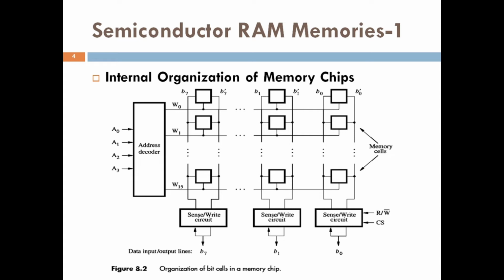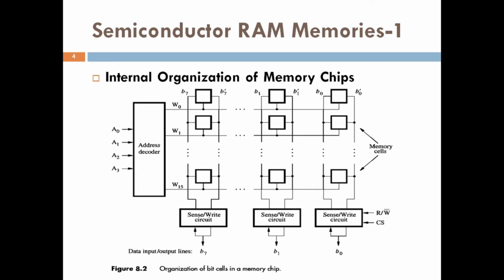Here the memory cells are usually organized in the form of an array. As you can see, the memory cells are arranged in an array here. So these are all the memory cells. These memory cells are usually organized in the form of an array in which each cell is capable of storing one bit of information. If you take this memory cell, it is capable of storing one bit of information. Each and every memory cell is capable of storing one bit of information.